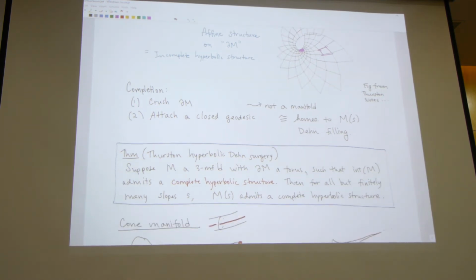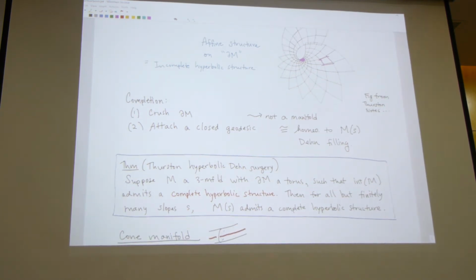Okay, so he showed that if you have a 3-manifold with torus boundary whose interior admits a complete hyperbolic structure, then for all but finitely many slopes, the Dehn filling admits a complete hyperbolic structure, and the idea is just deform as shown.